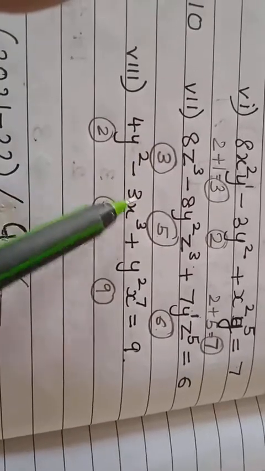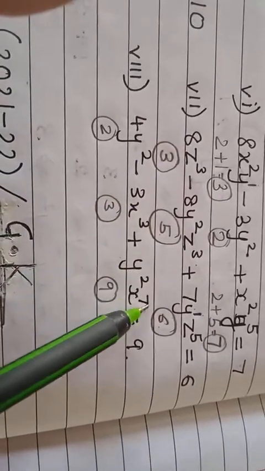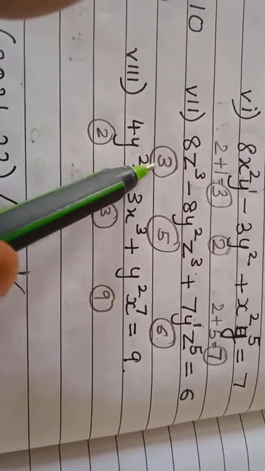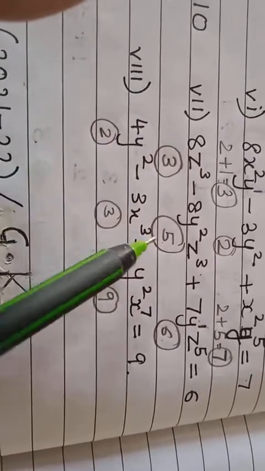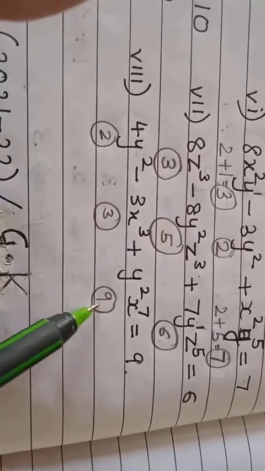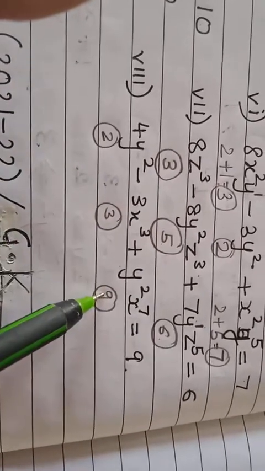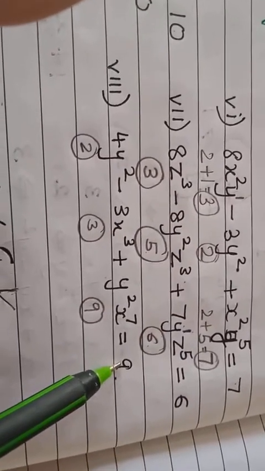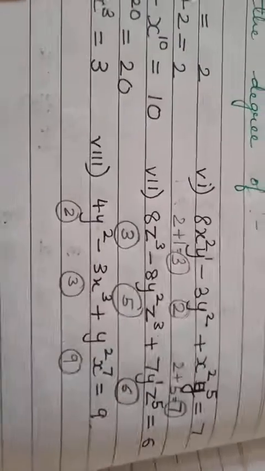4y square minus 3x cube plus y square x raised to 7. Add all the exponents. Only 1 is there, so write 2. Here also only 1, so 3, and 7 plus 2, 9. So 2, 3 and 9, which is greater? 9 is greater, right? Okay, so we have finished our term 1 syllabus here, children.